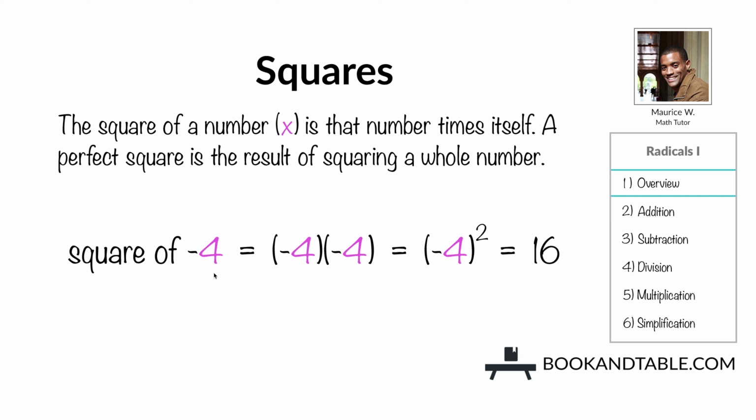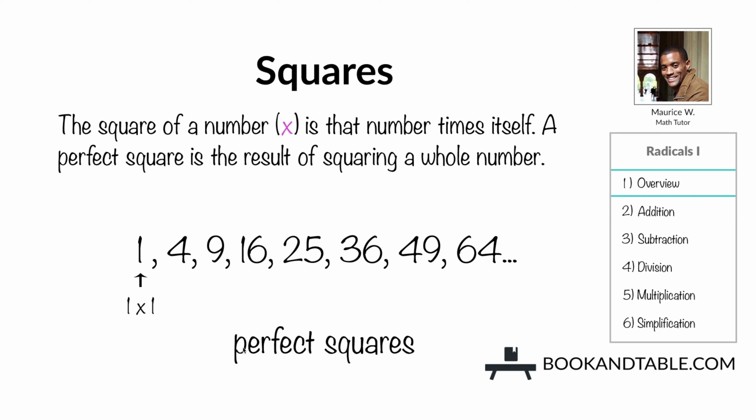So the square of negative 4 is negative 4 times negative 4, which is negative 4 squared. A negative times a negative is positive. So again, perfect squares are the results of positive values being multiplied by each other. 1 times 1 gives us positive 1. 2 times 2 gives us 4. 3 times 3 would give us 9, so on and so forth.